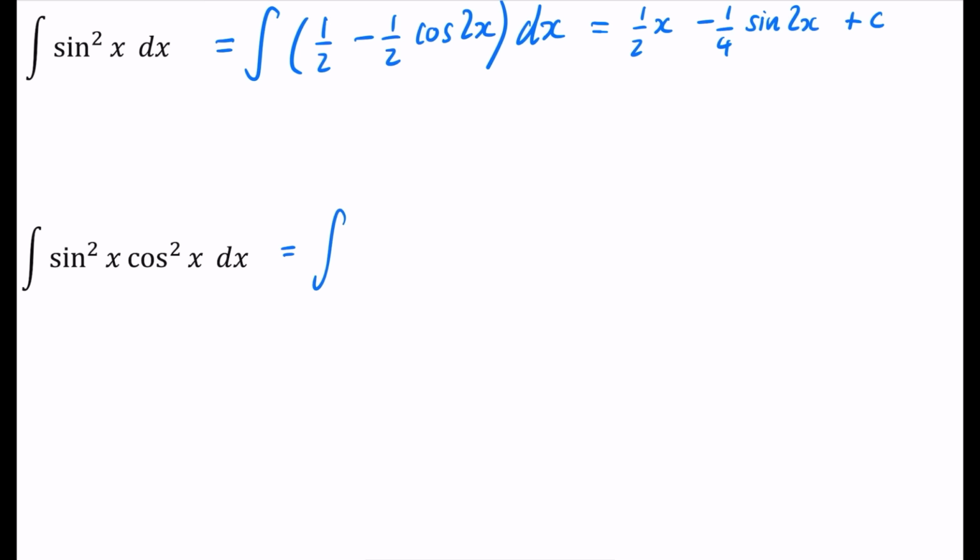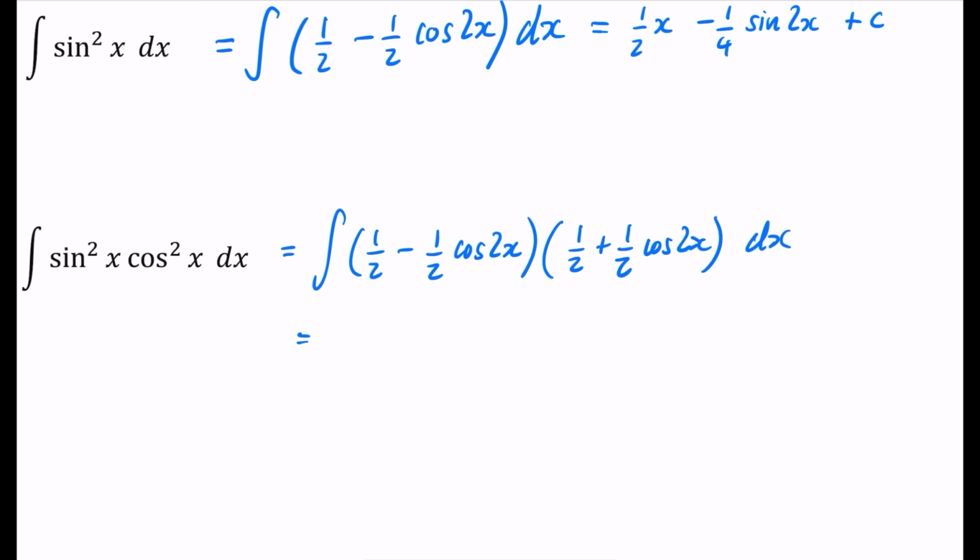So sine squared x, cos squared x. Can't do reverse chain rule because this is not the derivative of this, or vice versa. Sine squared is a half minus a half cos 2x. Cos squared is a half plus a half cos 2x, dx. Expanding these brackets, a half times a half is a quarter. And then I'm going to have these two multiplied, which is a quarter cos 2x, and then these two multiplied, which is minus a quarter cos 2x. So they cancel out. It's like a difference of two squares. And I then get minus a quarter cos squared 2x dx.